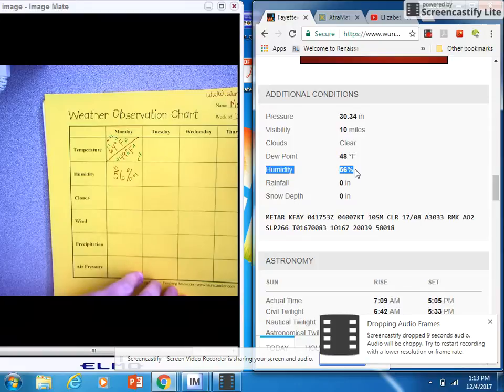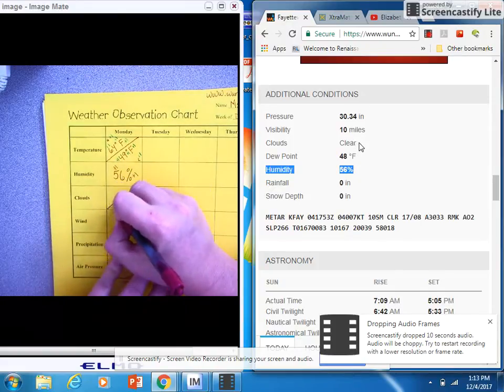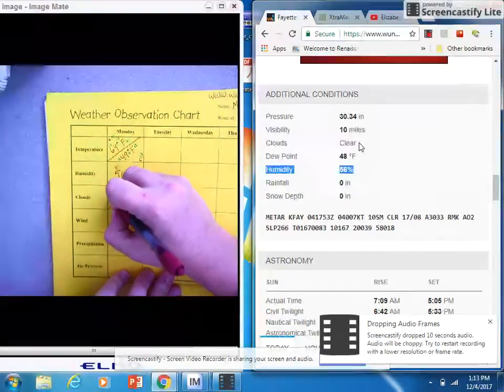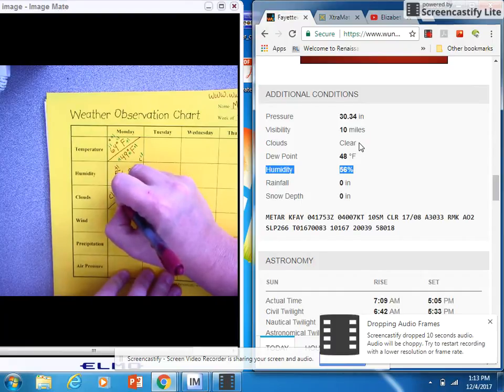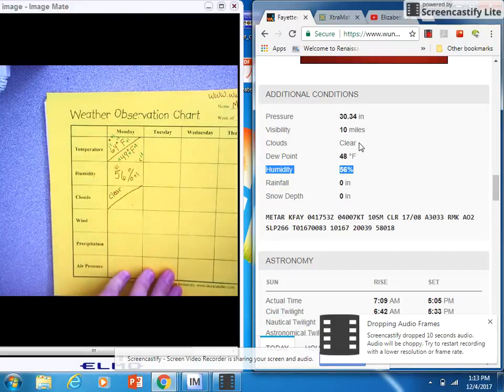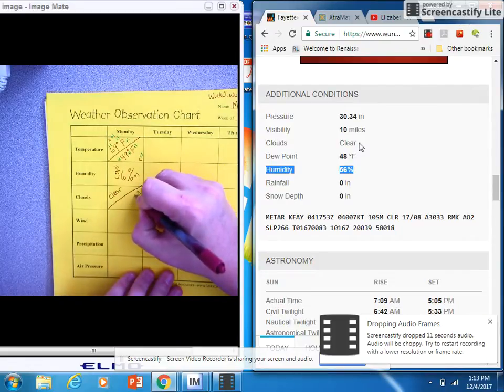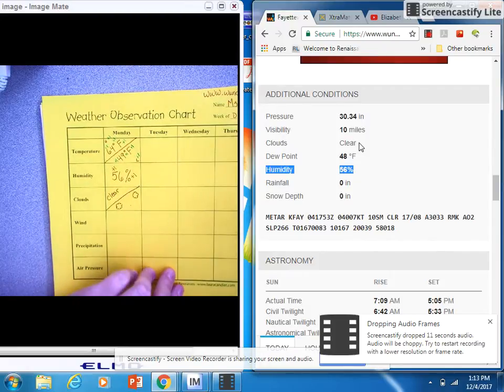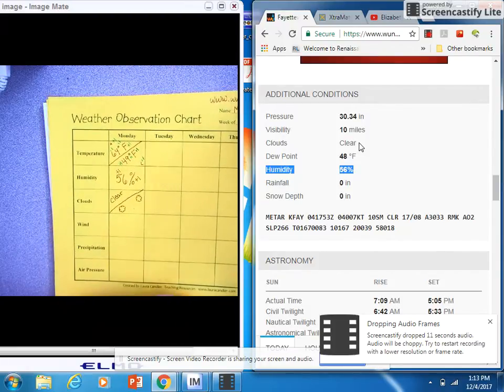Under clouds, it's going to say clear here, or it's going to say partially or whatever. You're going to do that same little line. On the top, you're going to write what it says on Wonderground, clear. And under here, you're going to look out the window, and you're going to draw the clouds. What I see is just a couple of them as I look out the window. So I'm going to put a couple little puffy clouds on here. Okay? Yes, it says clear.